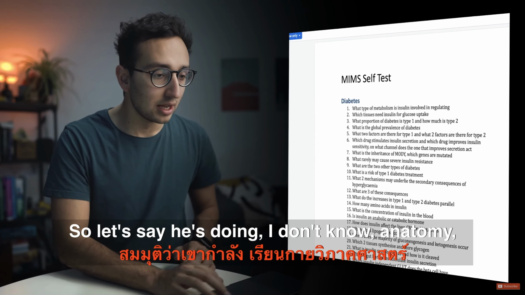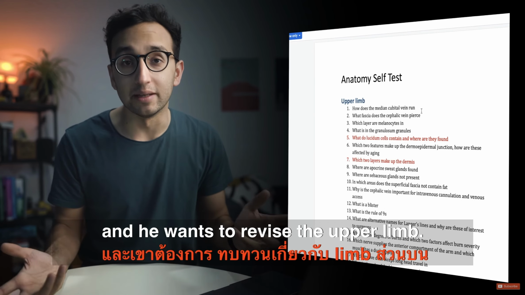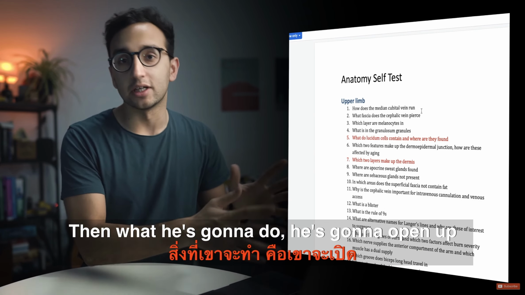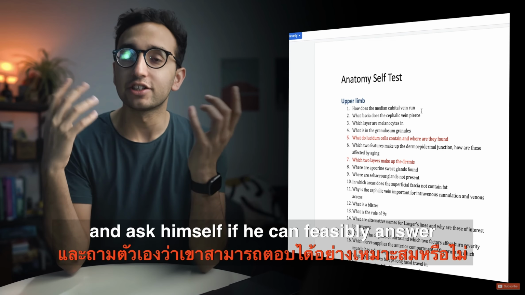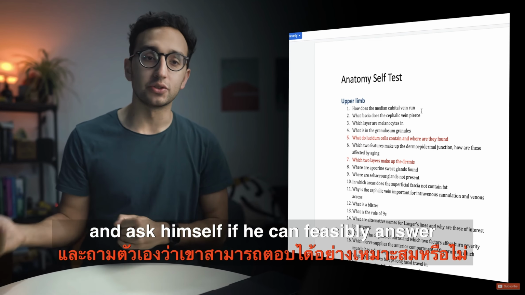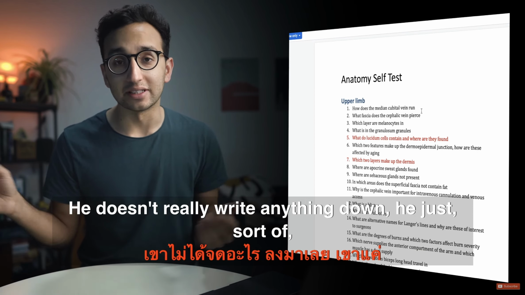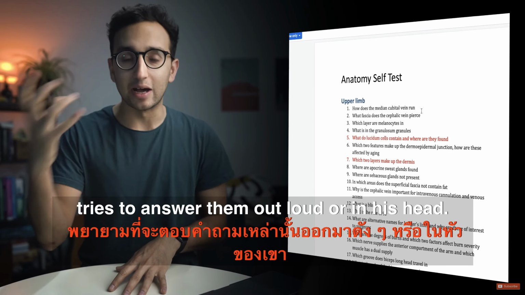So let's say he's doing anatomy, and he wants to revise the upper limb. He's going to open up his upper limb document, and all he's going to do is go through the questions one by one and ask himself if he can feasibly answer those questions in his head. He doesn't really write anything down. He just tries to answer them out loud or in his head.